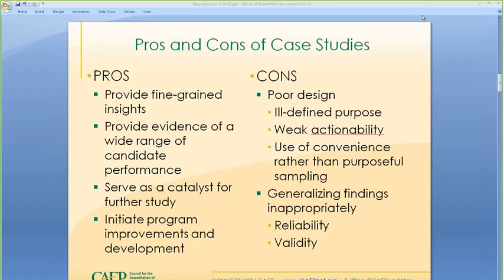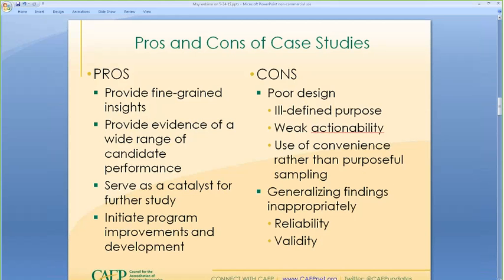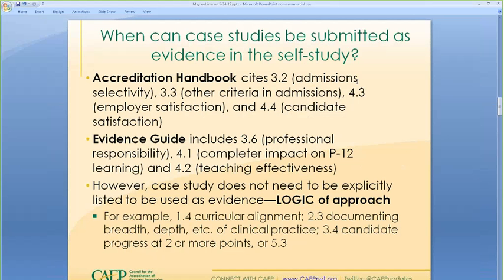Those of you that do case study as a methodology in your own scholarship are not going to find any of this surprising. However, I think it is somewhat surprising to find that CAPE is looking at case study as a real opportunity for accreditation evidence. And so we'll go a little further in a minute on our next slide to talk about where case studies are going to be specifically called out by CAPE.